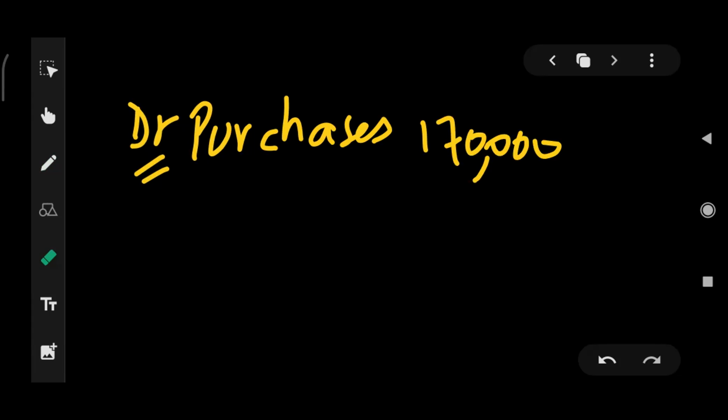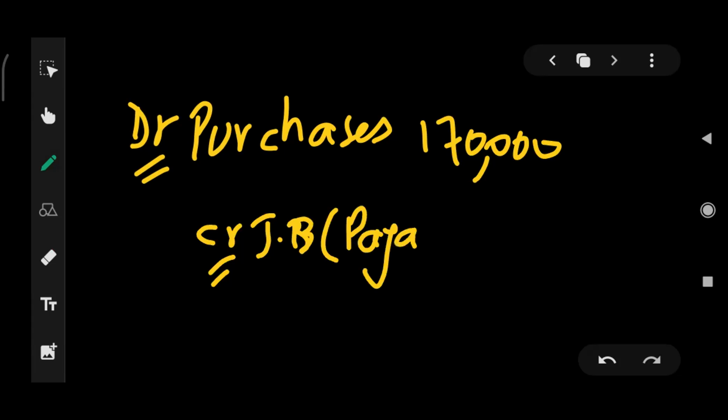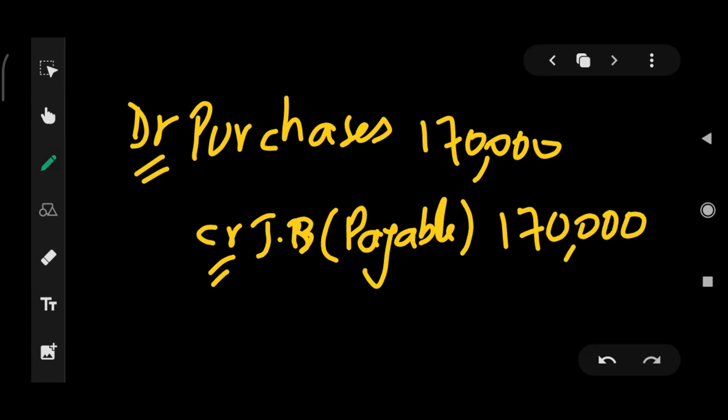The reason for this debit is increase in expense, and the credit is J Brown. I will write only JB. Why is it credited? Because it's a payable. Payable is a liability, and whenever a liability is increased, it is a credit entry. So this is transaction number 2: debit purchases 170,000 and credit JB or J Brown payable 170,000.